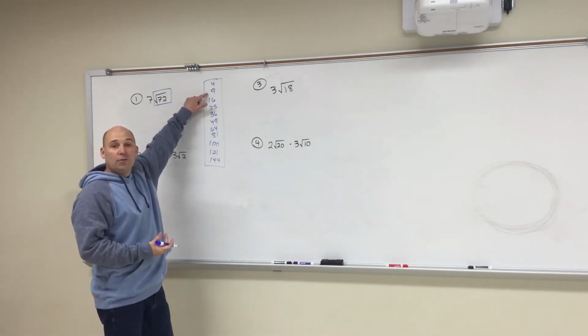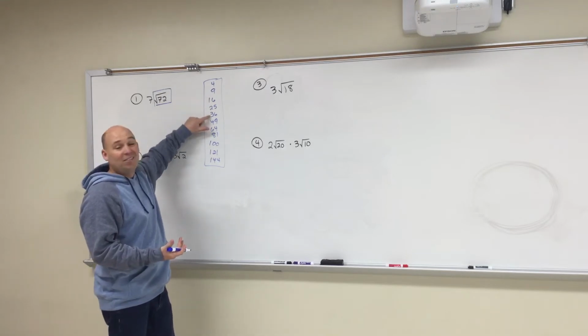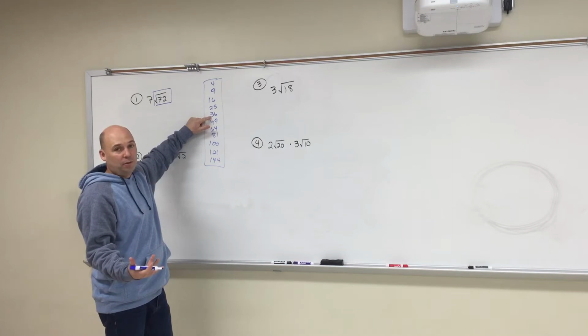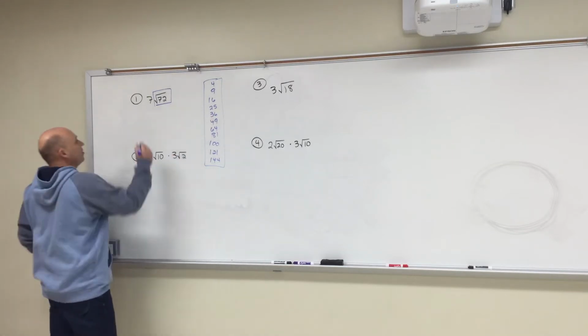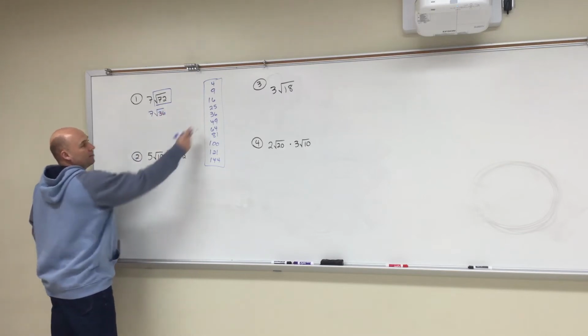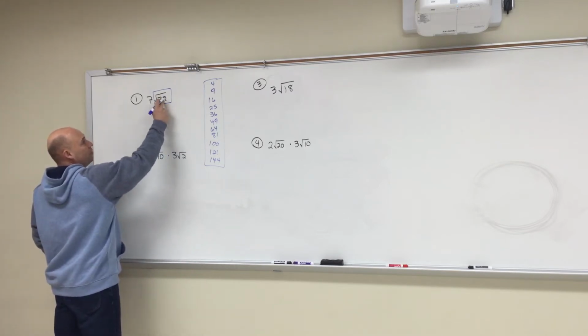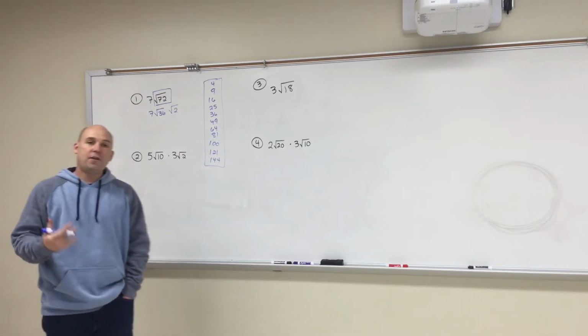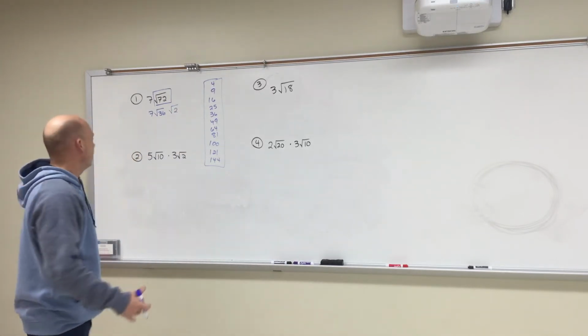9 goes into 72, it goes in there 8 times. But 36 also goes into 72. And we want the largest, we want the greatest number that goes into 72. So 36 would be that number. So this is going to become 7. Again, notice how I'm writing this number first. And then 72 divided by 36, I would be left with a 2. So we have to find numbers that divide evenly into that.